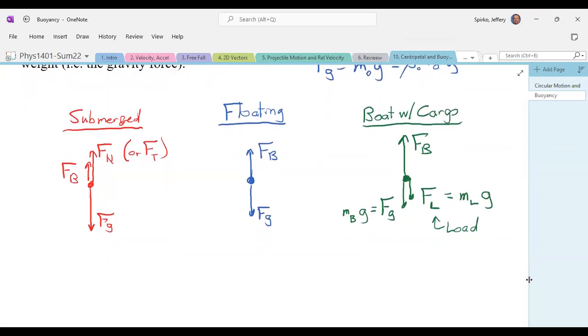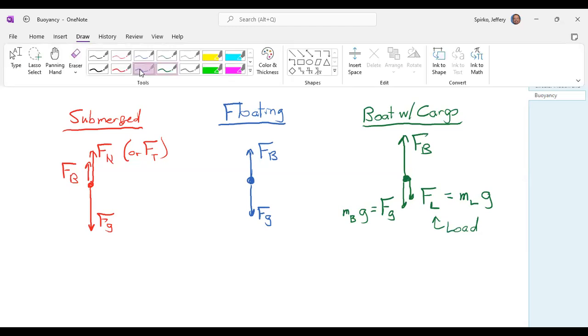So you can see in all these diagrams, there's an upward buoyant force and a downward gravity force. And the difference is, are they the only forces, or is there an extra up force because you have a heavy object that sunk and reached the bottom? Or is there an extra down force because you're floating, but somebody's trying to push you down? The cargo is trying to push the boat down. And then that forms our Newton's second law equations for the three situations.